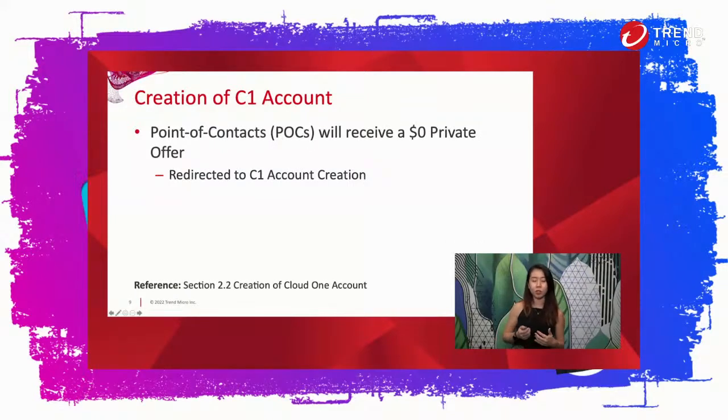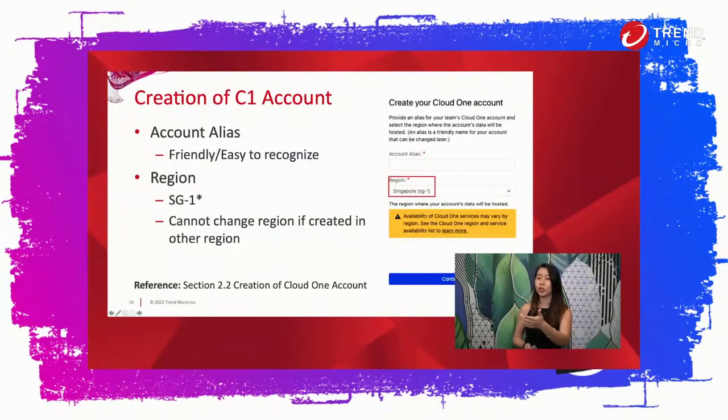And right now I'll talk to you about the creation of your Cloud One accounts within your environment. All agencies have a point of contact who will receive a $0 private offer, and you'll need to accept it. When this is in process, do take note there's a time validity period for creating your Cloud One account. Once you accept a private offer, within 1 hour you have to create your Cloud One account. On the page itself, you'll be redirected to your Cloud One account page, as shown here. For account alias, make sure you pick something friendly or easy to recognize by your team.